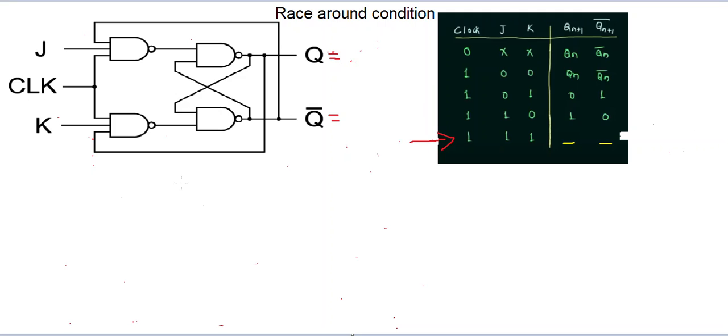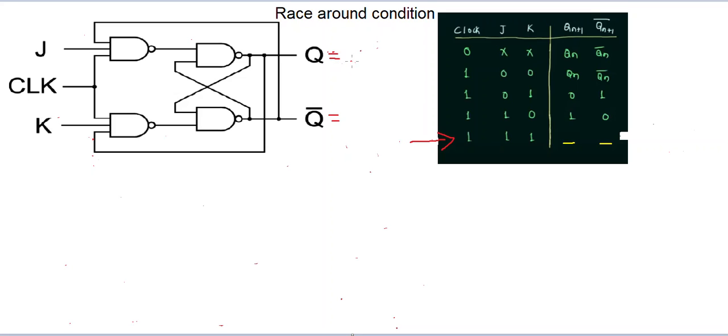So today the topic is race around condition, which is a very important topic in digital electronics. We would like to understand what the race around condition is and what the ways to overcome the race around condition are. We'll draw some waveforms and try to understand the concept of race around condition.